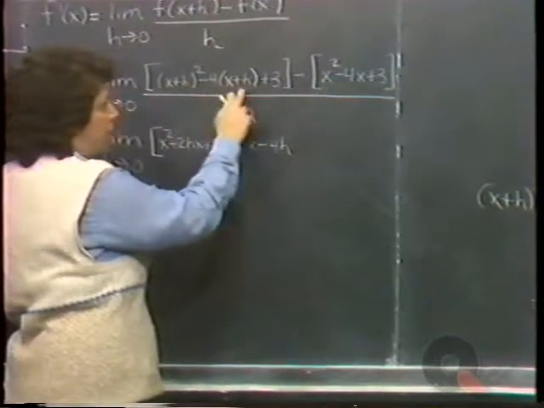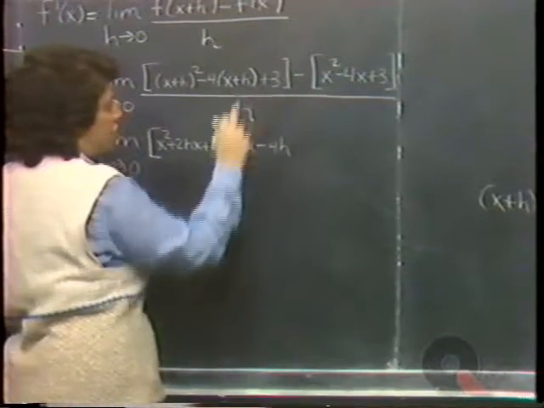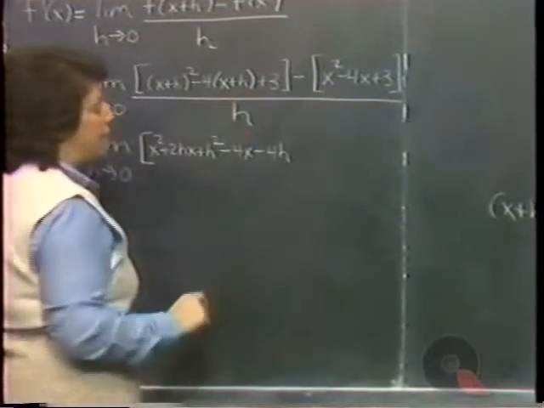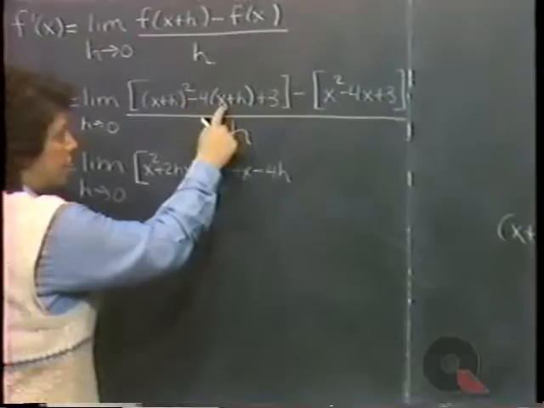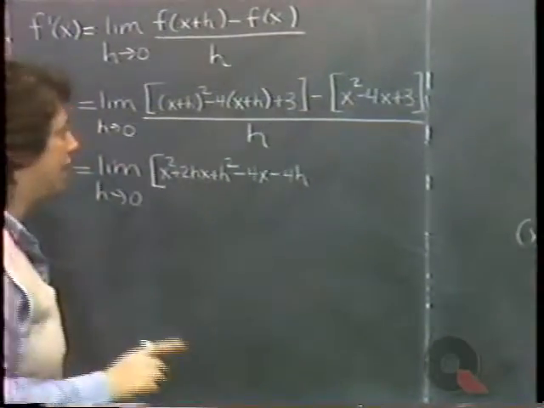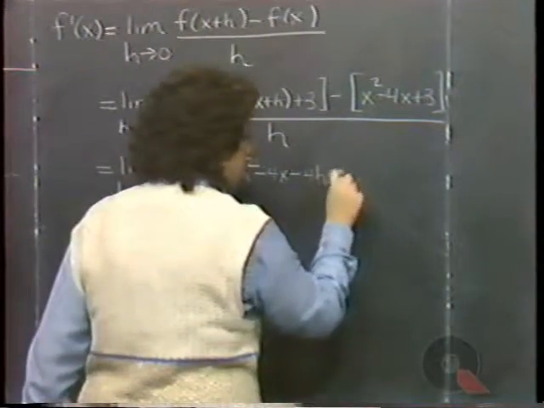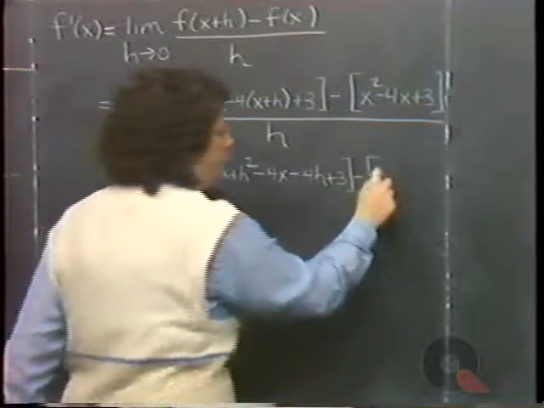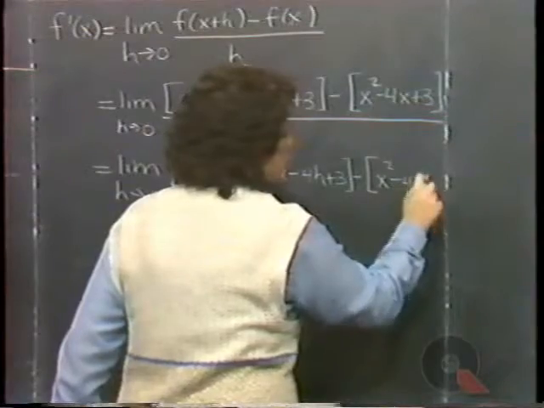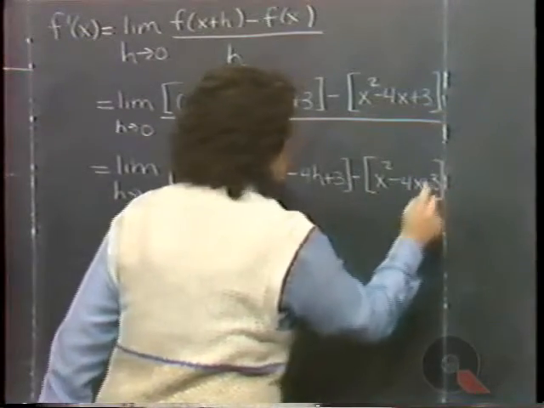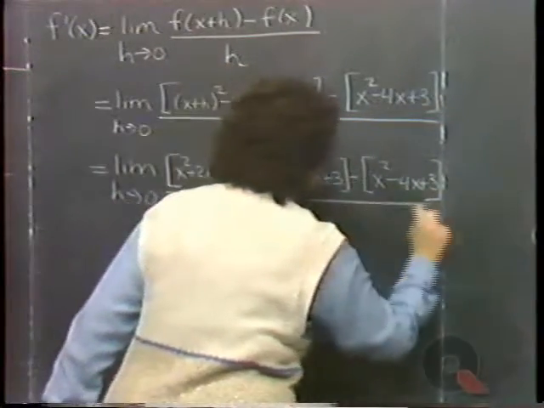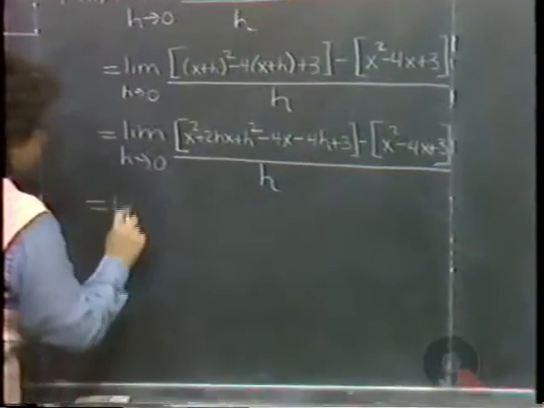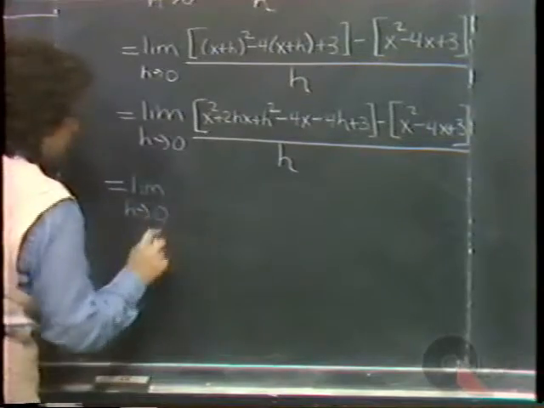Okay, many people forget, and they get minus 4x plus h. Either they forget to distribute, or they forget the parentheses, so they don't realize that they have to distribute. But it's minus 4 times the x and minus 4 times the h, plus 3 minus, now x squared, minus 4x plus 3 all over h. This gives us the limit as h approaches 0 of.